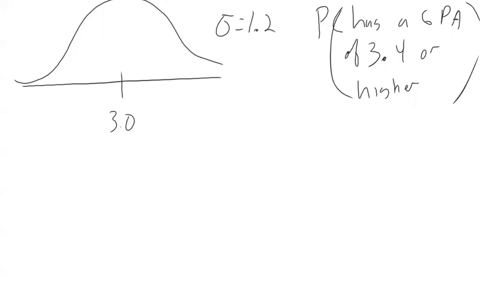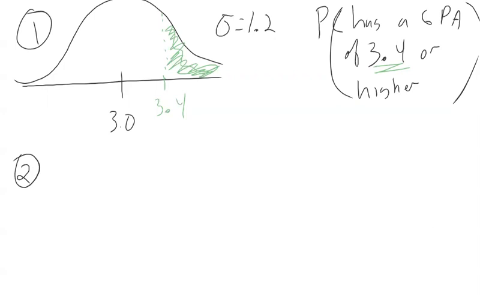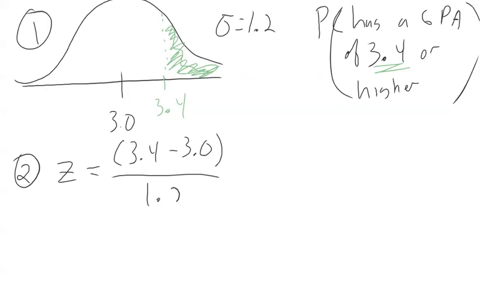So my event now is my 3.4, right? So if 3.0 is in the middle, 3.4 is about right there. And we color which way? Right, to the right now. So step 1 is complete. Now, step 2, find our z-score. So z equals, parentheses, 3.4 minus 3.0 all over 1.2.